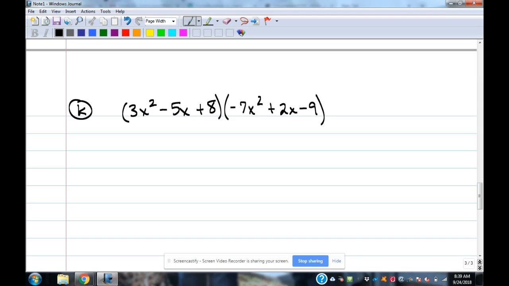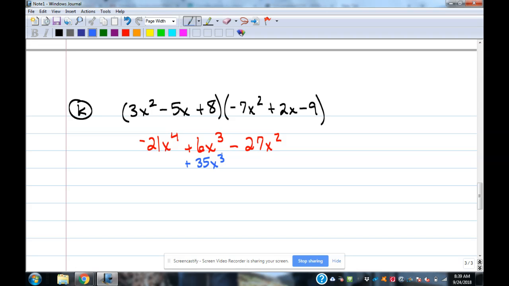So the next thing I would do is distribute the 3x squared. So 3x squared times all of those. So that'd be negative 21x to the 4th plus 6x to the 3rd minus 27x squared. So there's the 3x squared distributed. Now I'm going to distribute negative 5x. Negative 5x times negative 7x squared, positive 35x cubed. And notice I wrote that underneath the x cubed.